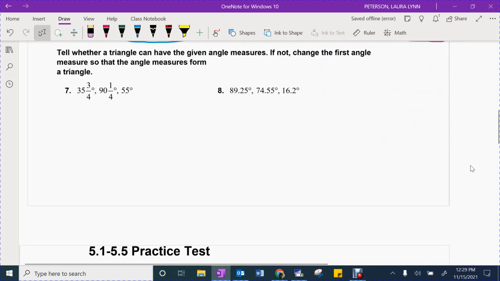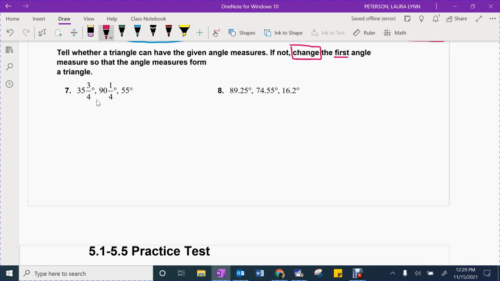All right, let's move on to 7 and 8. Moving pretty well through this practice test. This says, tell whether the triangle can be made with these angle measures. If not, change the first angle. So the only time you have to change the problem is if, when you add these numbers together, they don't equal 180. So let's just see what we get when we start to add.